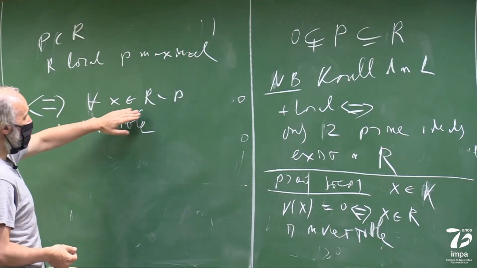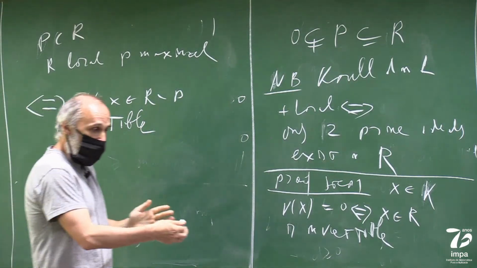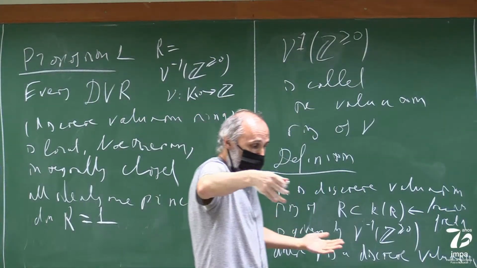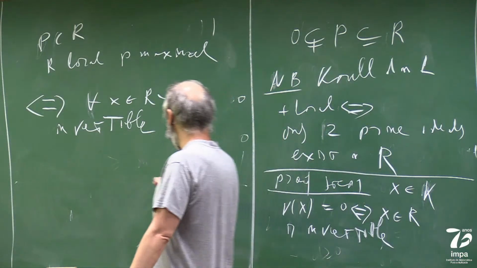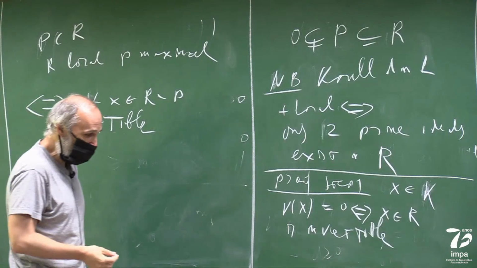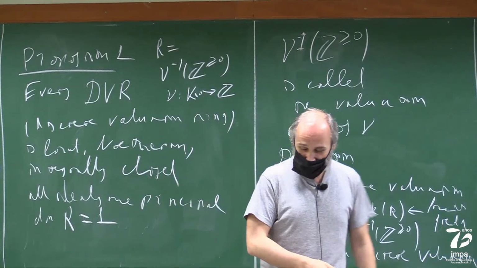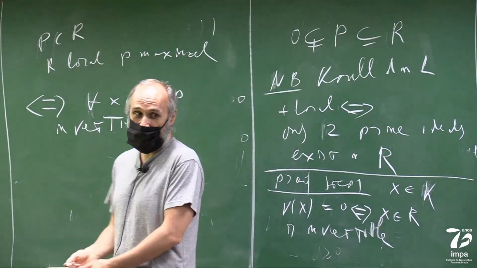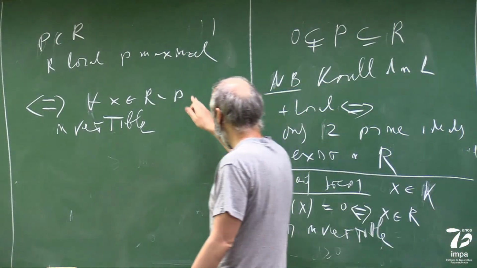If all elements not in this maximal ideal are invertible, then there's no other maximal ideal except this one, because an ideal which is not contained in this one would contain invertible elements, and there are no such ideals. So this implies that it is local. Conversely, if it is local, then all elements which don't belong to this maximal ideal are invertible, because otherwise they would belong to some other maximal ideal, but we have only one maximal ideal.